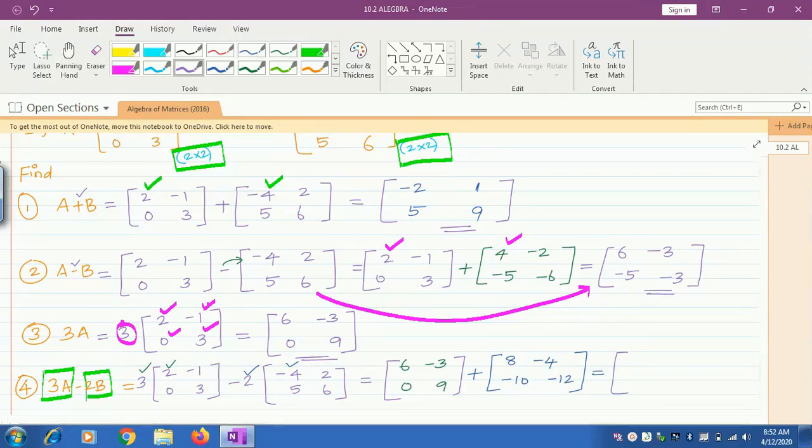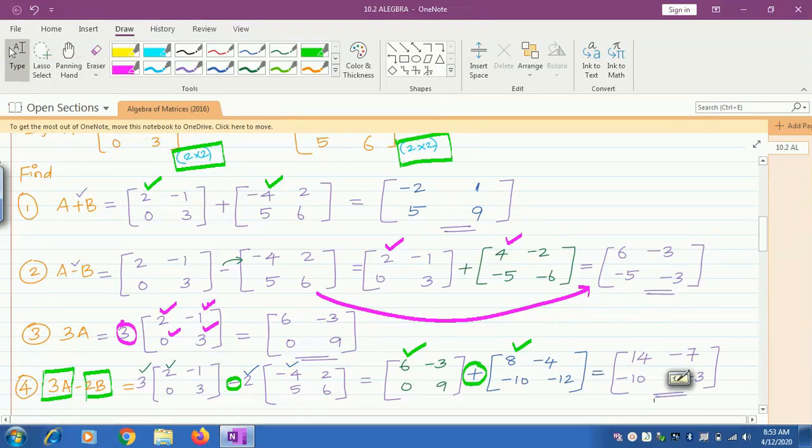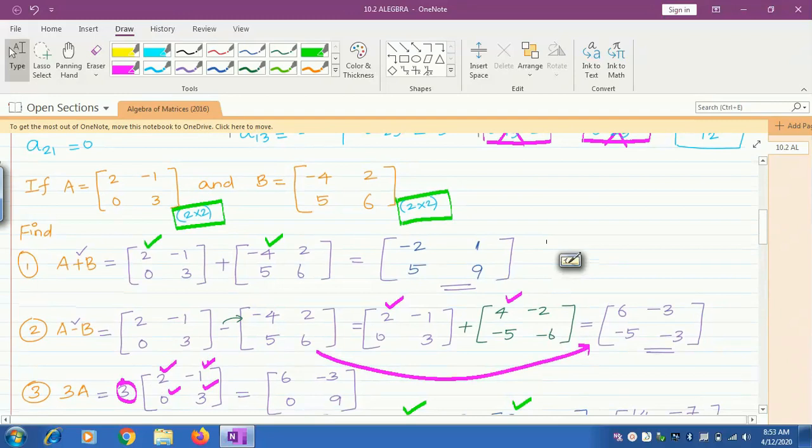So what are the corresponding numbers? Here 6 and this one. So I multiply by minus, so it becomes plus here. It becomes plus here. So what is this addition? 6 plus 8, 14. Here minus 3 and minus 7, minus 4. The answer is minus 7. 0 minus 10, minus 10. Here you have minus 3. So this is your answer. So this is the first problem.